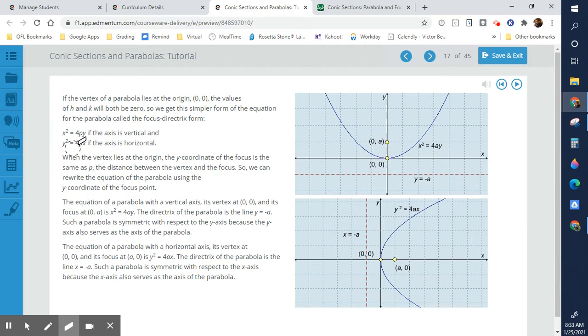And obviously for the horizontal one, our x's and y's switch. So that's literally what we do. Our x's and y's are backwards. So everything's backwards. If this was y equals, then this is x equals.